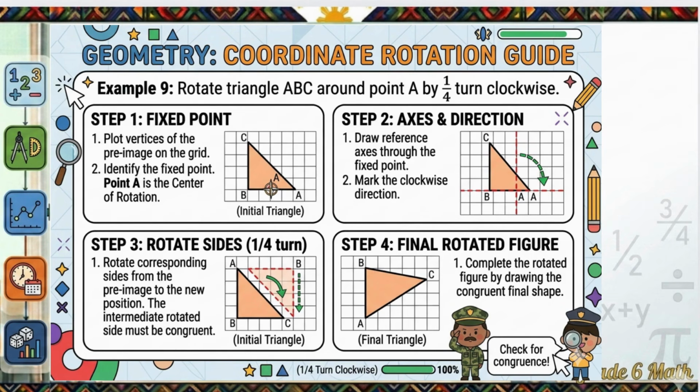3. Rotating the sides. Look at the side connecting A to B right now. It is lying flat, horizontal. If we spin it 1/4 turn clockwise, that flat line will stand up and become vertical. Notice how the length doesn't change. If side AB was 3 blocks long before, it must be 3 blocks long after the spin. 4. The final rotated figure. Once you've moved side AB and side AC, you just connect the dots to finish your triangle.